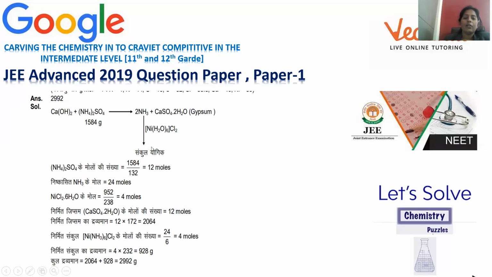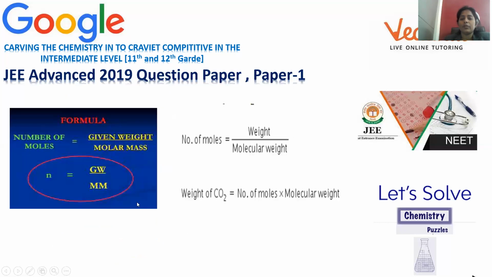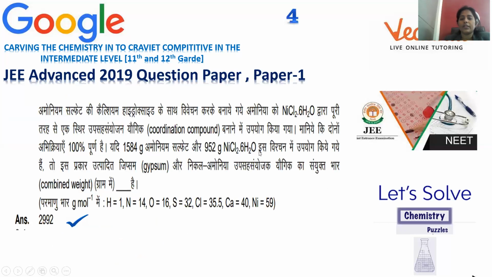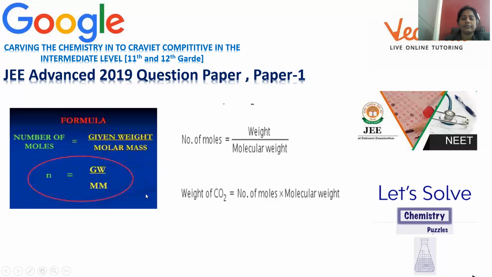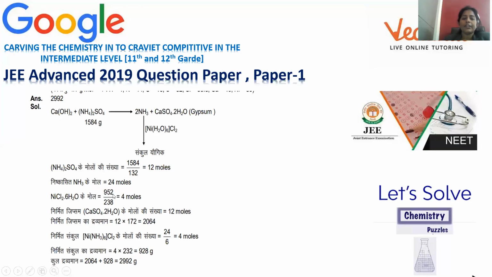Now, this is the compound hexaaqua nickel 2 chloride. So, the mole calculation for hexaaqua nickel 2 chloride. The weight is given as 952 within the problem. 952 grams of nickel chloride hexaaqua is given. 952 is the weight of this nickel chloride hexaaqua, and its molecular weight is calculated as 238.